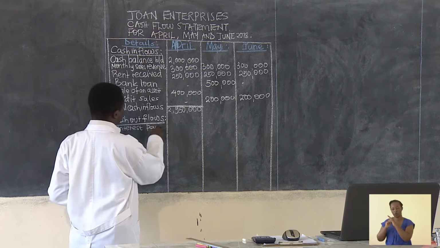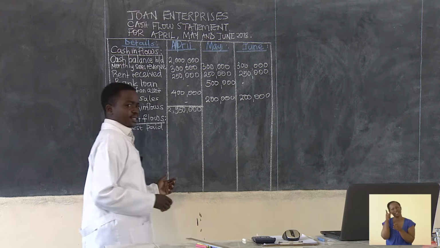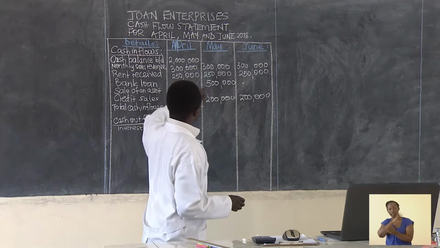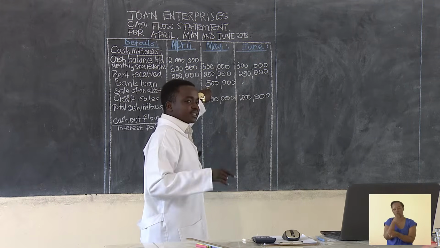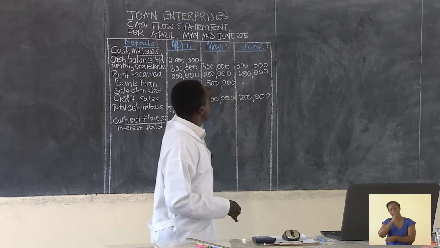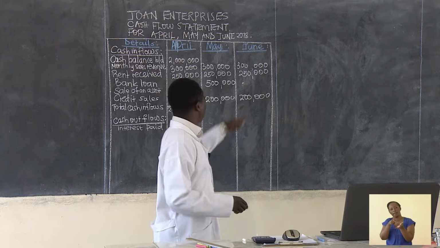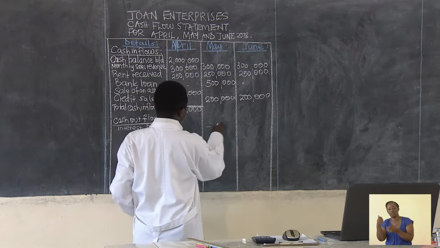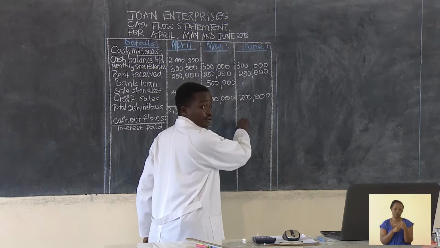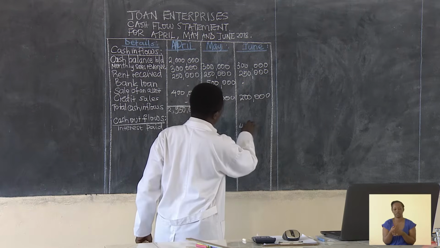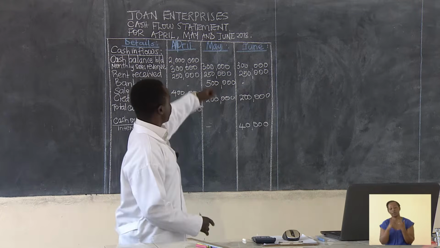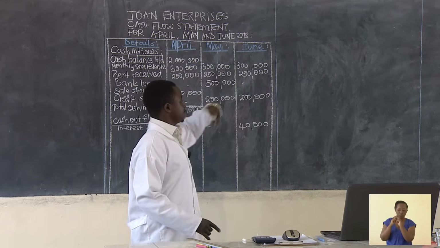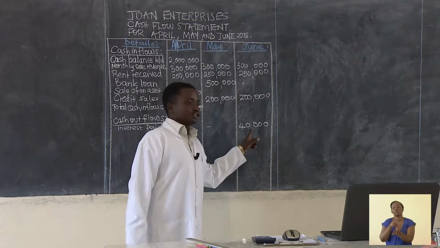And you have to understand this very well. The interest paid, the loan was acquired in May. So when do you think this interest was paid? It was paid in the next month, which is June. So here, the interest paid of 40,000, it is of which month? It was paid in June. Because if the loan was acquired in May, then the interest was paid in June.